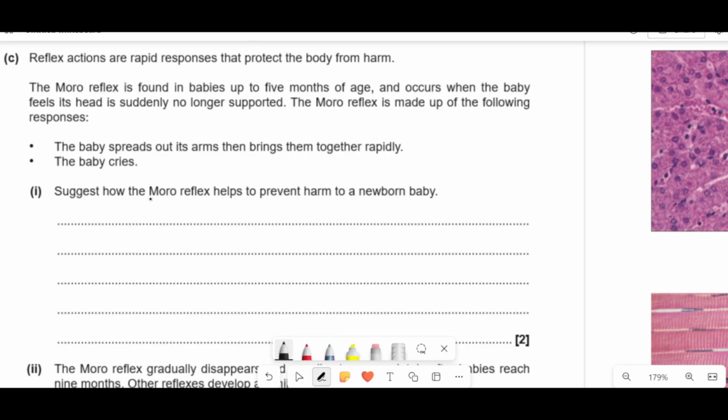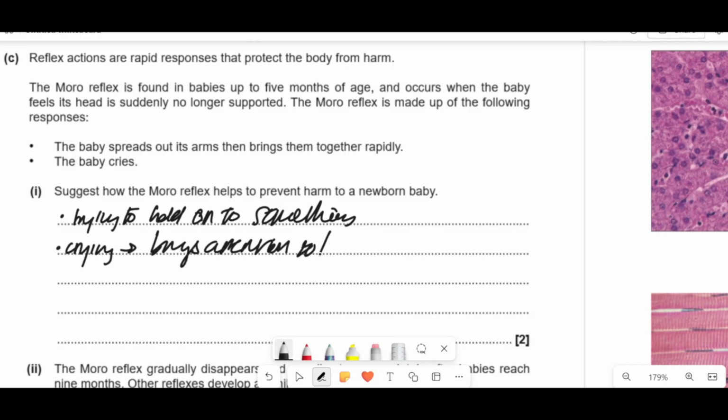So it says, suggest how the moro reflex helps prevent harm to a newborn baby. It spreads out its arms and brings them rapidly together, and it's crying. How does this stop harm? Well, number one is that when they're doing that and putting them together, they're trying to hold on to something, which could be like a tree branch or something from back in the day. I don't know what we were doing back in the day, right? But there's that. And then as well as that, why would crying help? It brings attention to the baby.